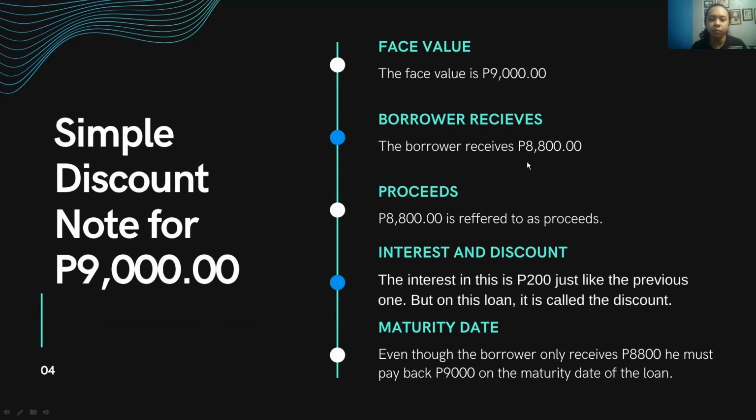The difference between simple interest note and simple discount note is that in simple interest note, you will add the face value and the interest to get the maturity value, while in simple discount note, you will subtract the interest from the face value to get the proceeds.